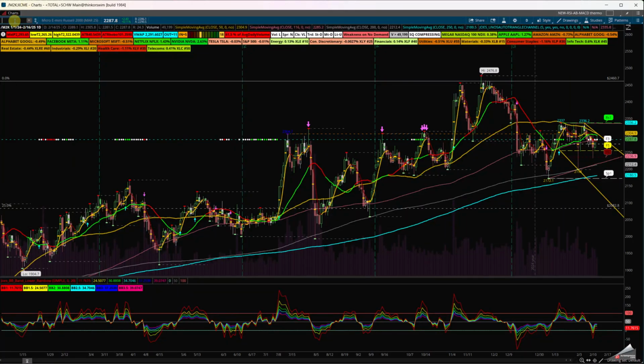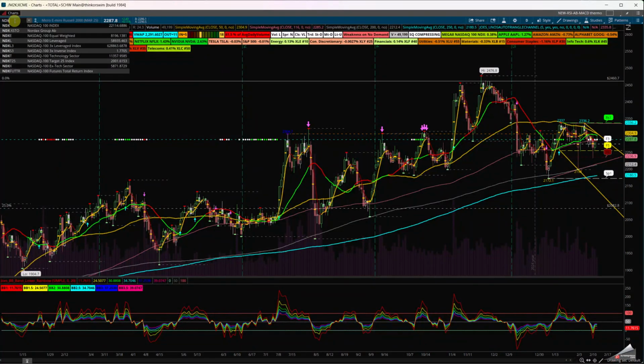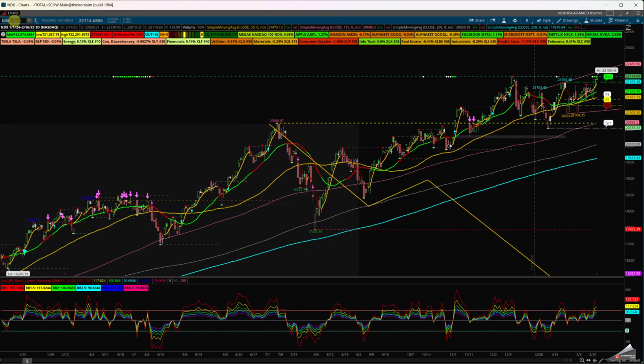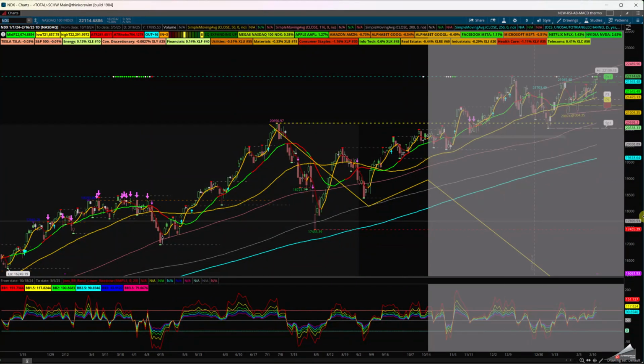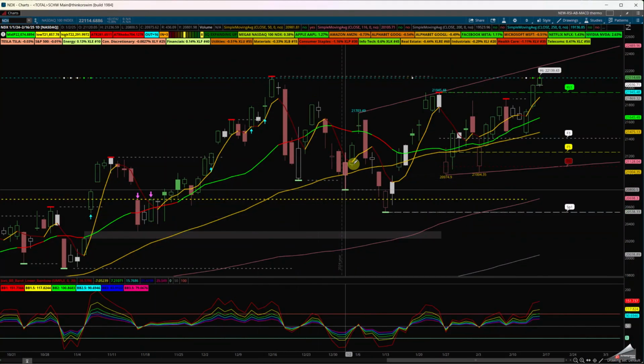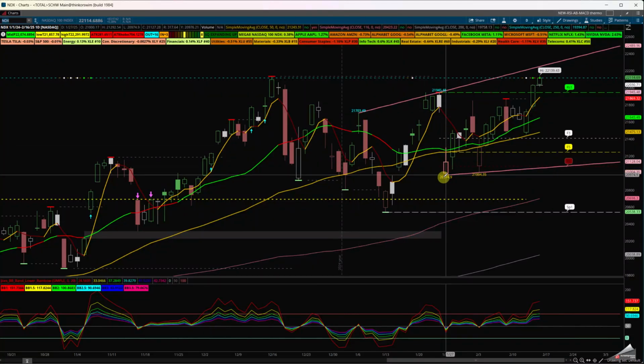Let's take a look at the NASDAQ NDX. You can use the QQQ. You can see in the NASDAQ 100, since the December range in this area, we zigzagged back and forth. We fell down.